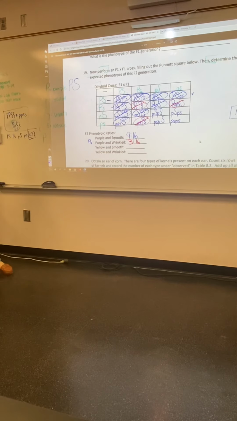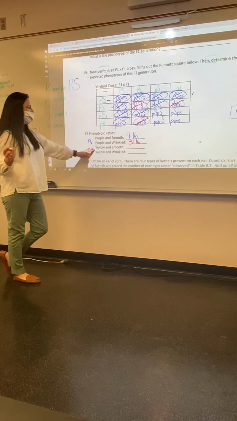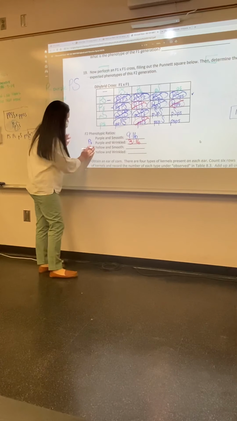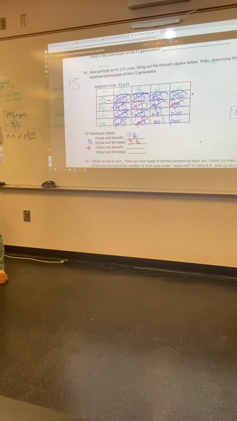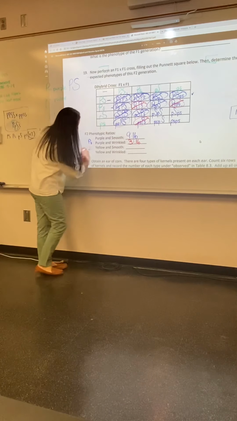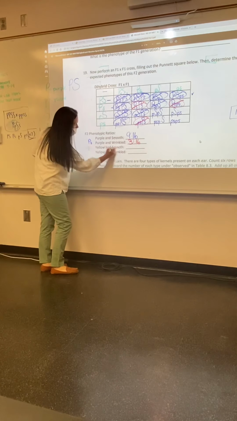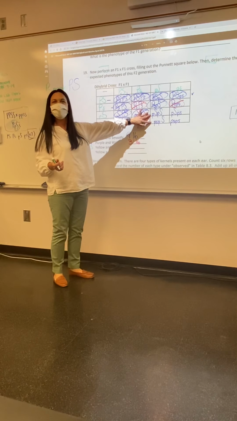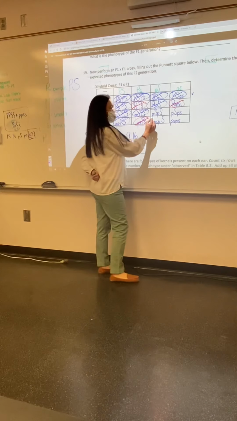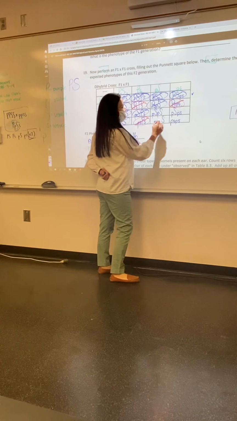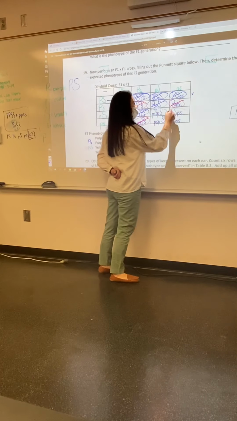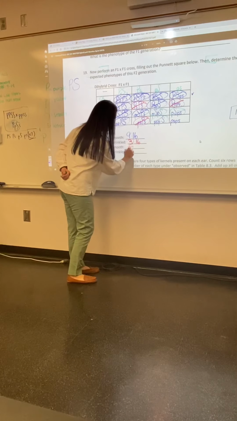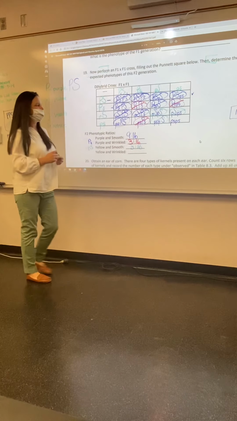Now I'm going to go with black. I want yellow and smooth. Yellow is going to be a little p. I've already used the red. Let me do green. Okay? I'm looking for a little p and a big S. The last 4 are right here. Little p, big S. Little p, big S. Little p, big S. 1, 2, 3. 3 out of 16.